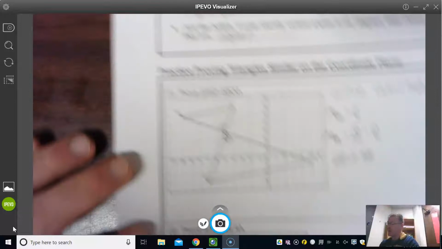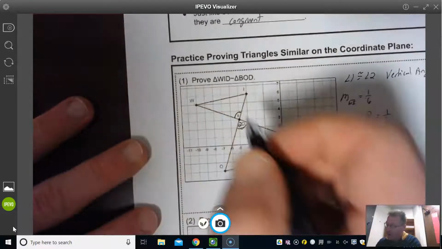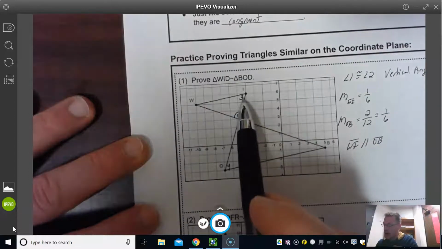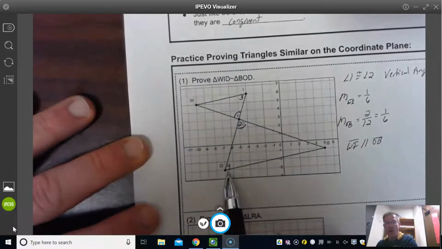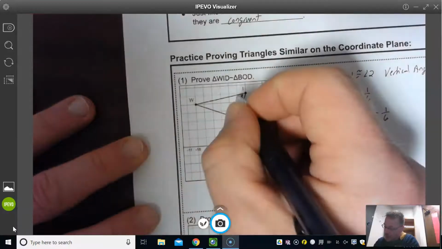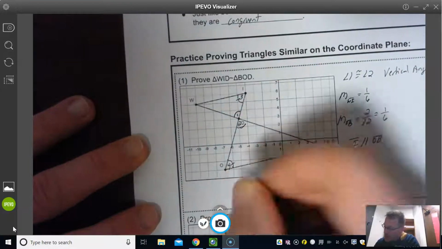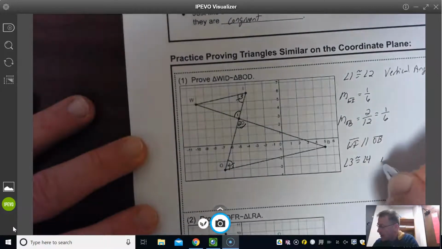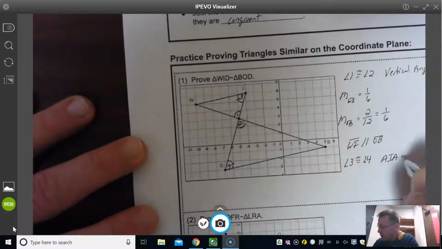So when I look at my picture here, I'm going to label this as angle 3, and I'm going to label this as angle 4. And so notice angle 3 and angle 4 are alternate interior angles for WI and OB. So this angle is congruent to this angle. So angle 3 is congruent to angle 4, and that's because they're alternate interior angles, right?